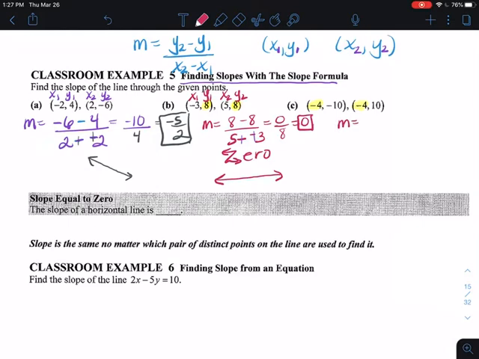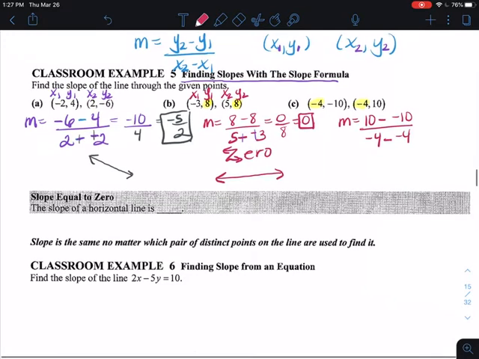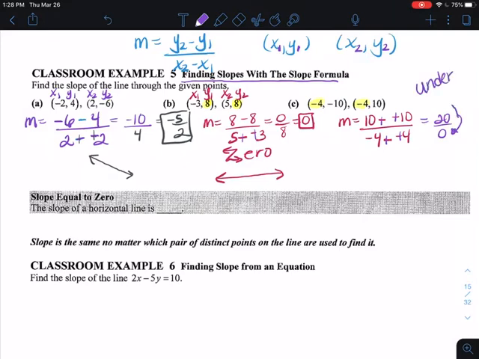Then here, M equals, using the slope formula, 10 minus a -10 over -4 minus a -4. So here, when you do that, you have double negatives, so this becomes a plus, 10 plus 10, which is 20. And then this becomes a plus, so -4 plus 4 is 0. Oh, well, I have a 0 in my denominator. When you have a 0 in your denominator, this is what I say is undefined. I use the word underfined to help me.